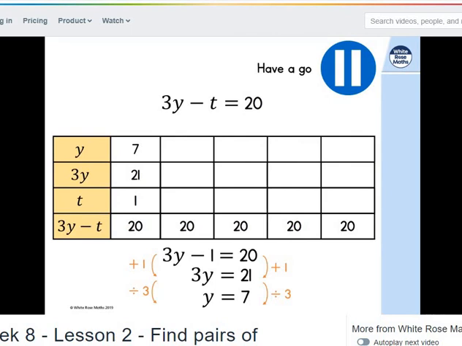So see if you can figure out the other ones. Pause the video, have a go for yourself. So you could have had, if t was 4, then it might look a bit like this. And here's some of the ones you could have had. But there were lots of different possibilities you could have had.